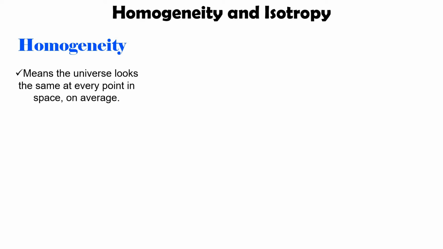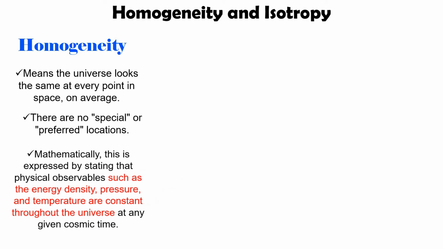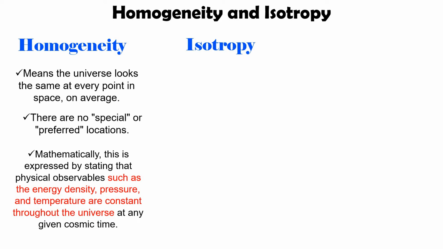So homogeneity means that the universe looks the same at every point in space on average. That means there are no special or preferred locations. And we can say mathematically, although I have not used any mathematical equation as such, that the energy density, pressure and temperature are constant throughout the universe at any given cosmic time. So the physical observables which we see, the energy density, pressure, they are constant throughout the universe at any given cosmic time.